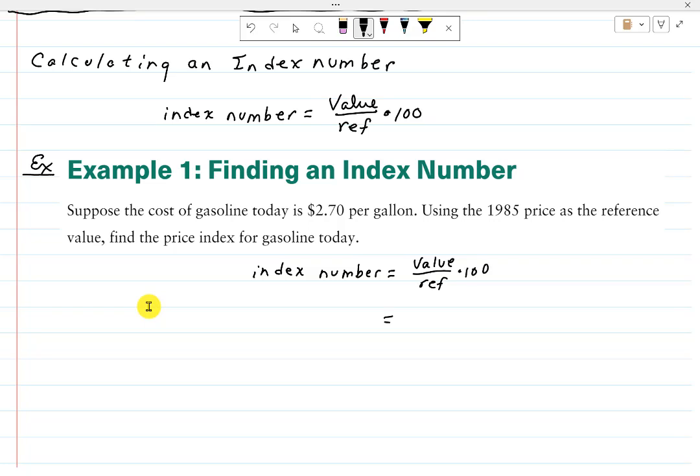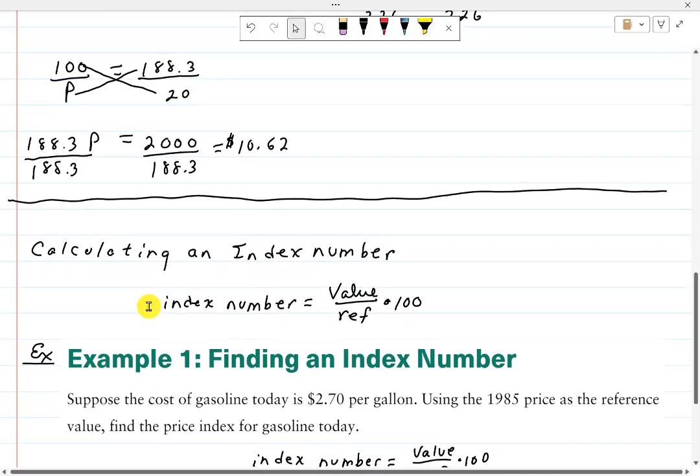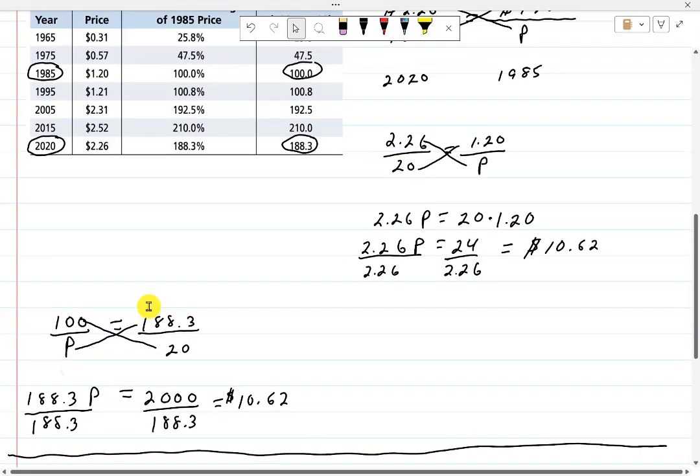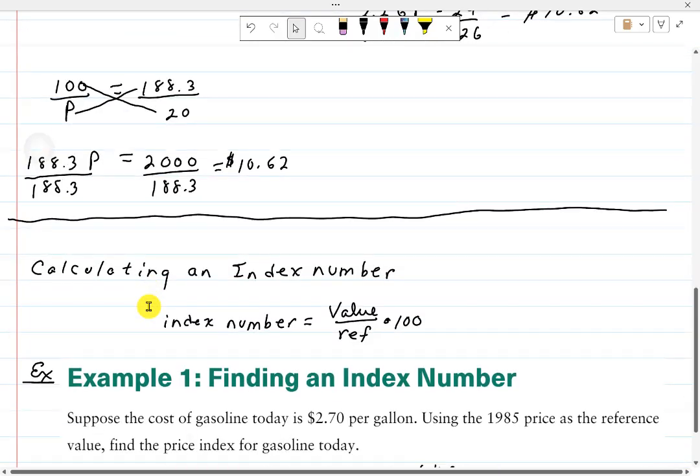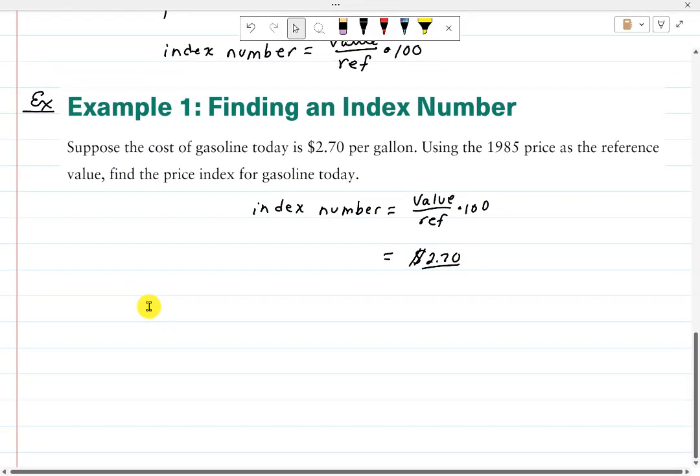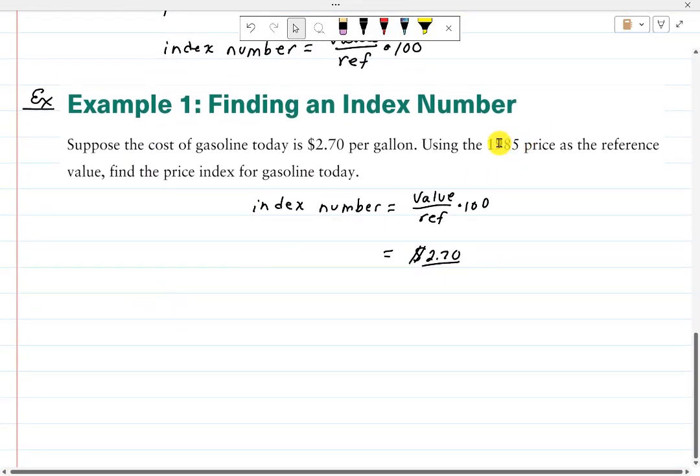So the value today is $2.70. Now, the value of a gallon for 1985, let me come back and look at that table again. From 1985, that same gallon of gas was $1.20. So that'll be my reference. That's what they said to use. Use 1985 price as a reference.